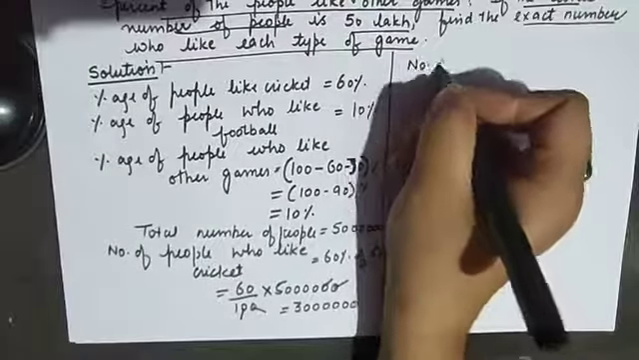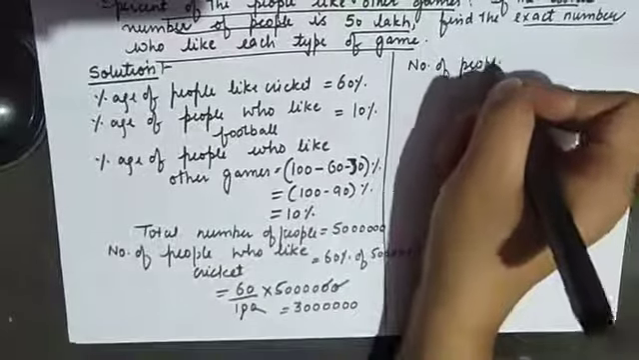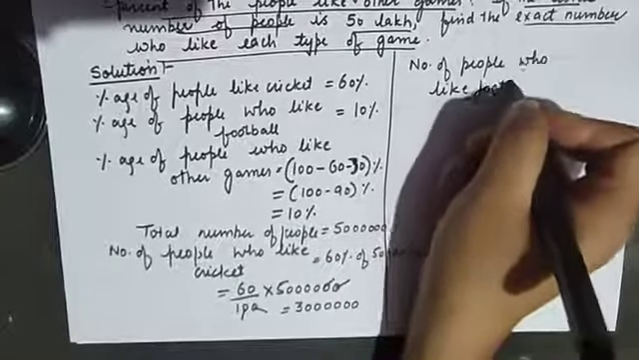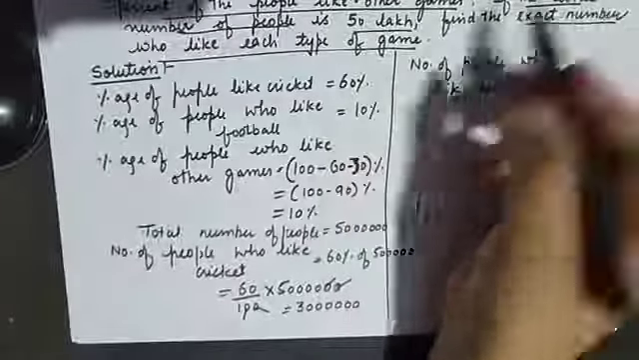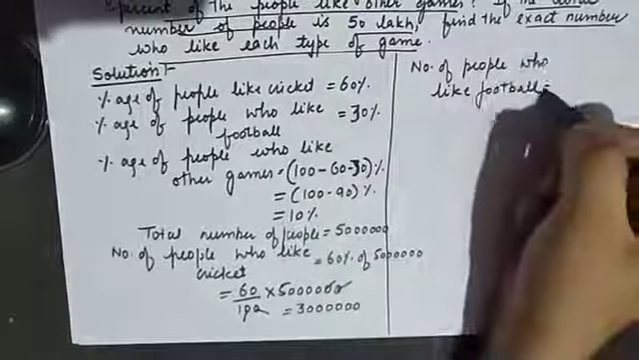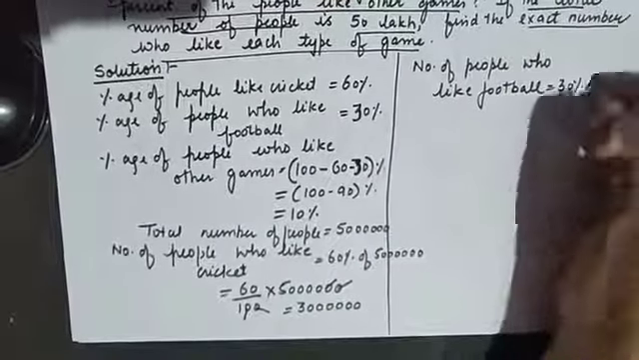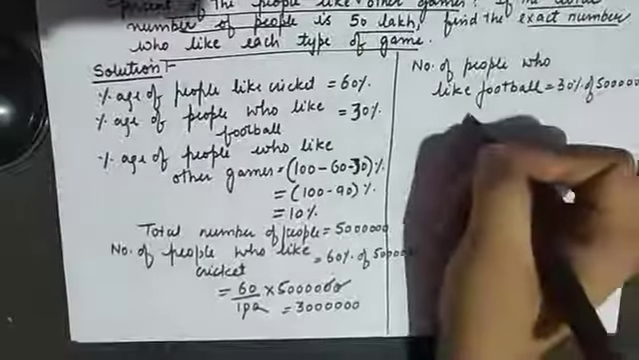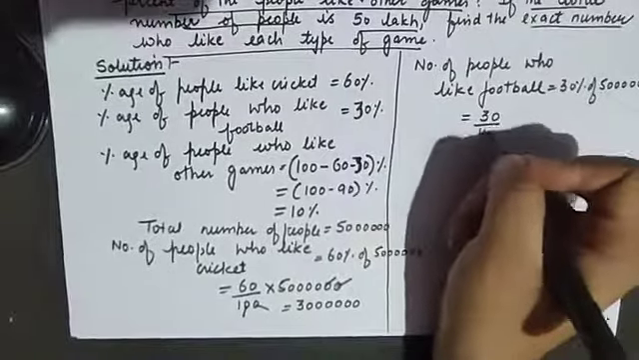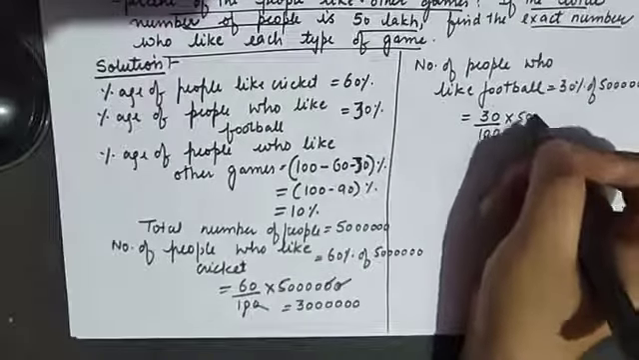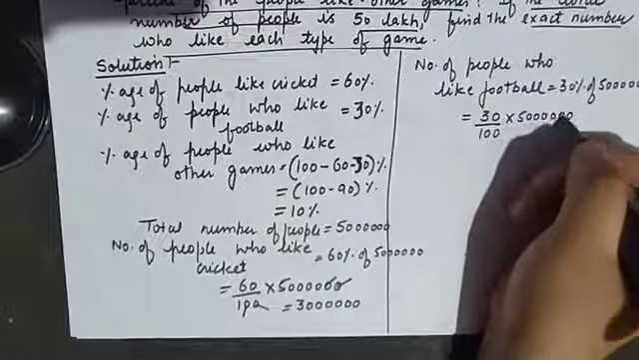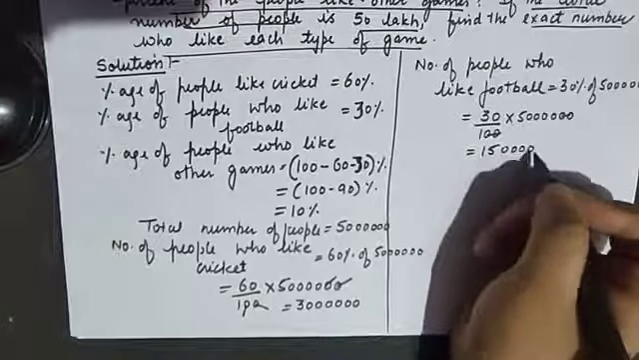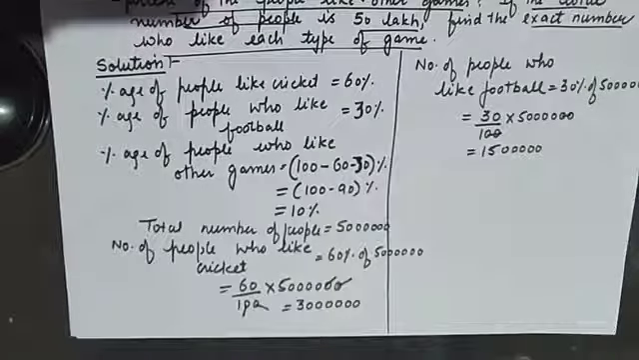Now the number of people who like football will be how much? As you know, the percentage is also given to you. Sorry, this is 30% here, right? So it is 30% of 50 lakh. So 5 and 6 zeros are here. So 30 by 100 into 50 lakh. So 0 and 0 will be cancelled. So the answer will be 15 lakhs here.